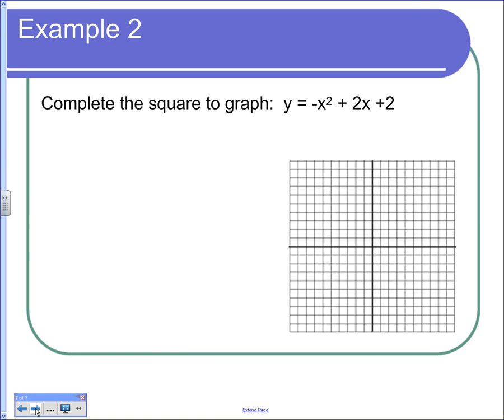Okay, let's look at another one. Oh, it's going down. Why is it going to be opening downward? Because the 8 is negative. Our x squared has a negative in front of it.